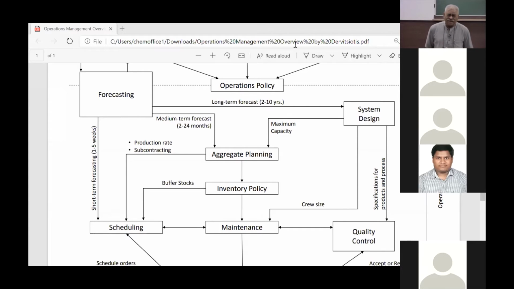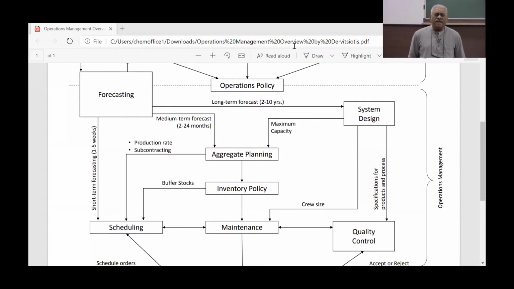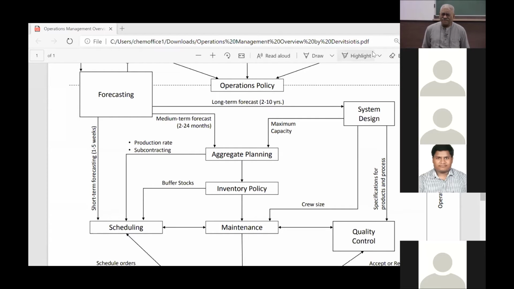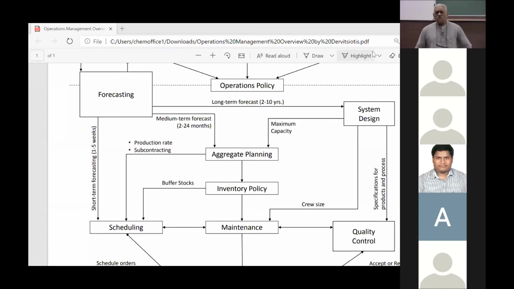Sir, based on the long-term forecast, we will decide how many machines we need, how many laborers we need, how much electricity we need. Very good. In fact, this is where the connection with finance also comes in. What should be our investment in establishing the manufacturing system? Correct? Yes, sir. Correct. I think it was Dushyant who mentioned that, that's very correct.